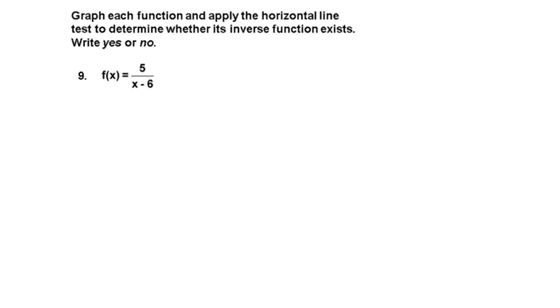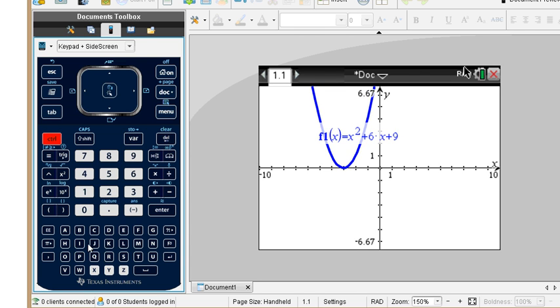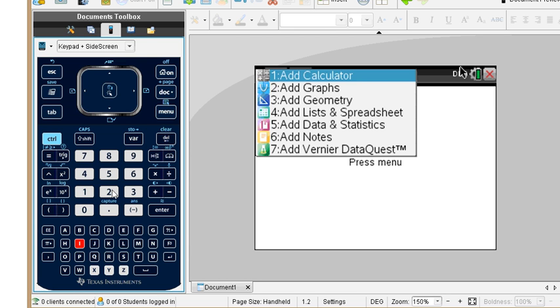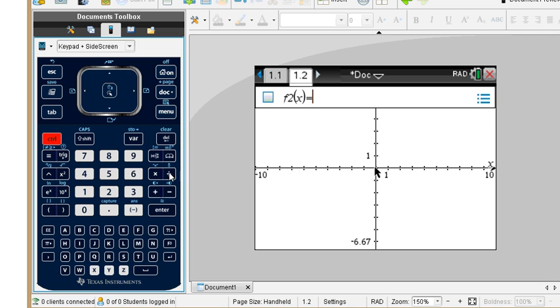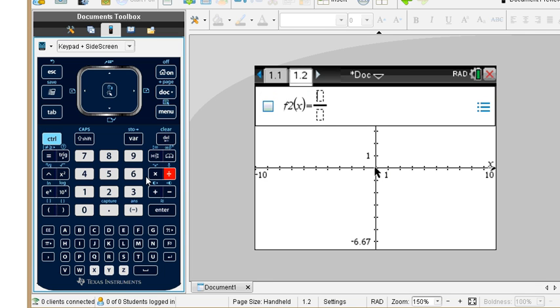Next, problem 9. We have f of x equals 5 over x minus 6. This is a variation of the parent reciprocal function, which is f of x equals 1 over x. So let's go ahead and just graph this particular function with the calculator. Okay, we have 5 over x minus 6.